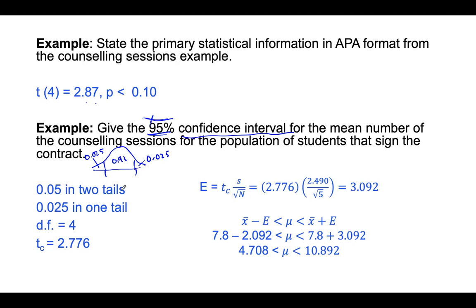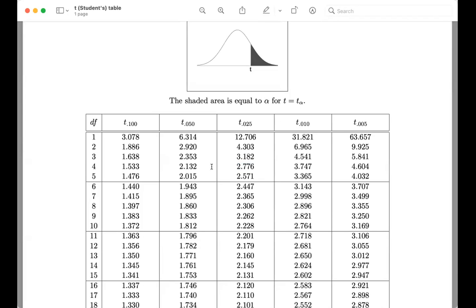So we want this confidence interval. We've done this kind of before. So the degrees of freedom is 4. And of course, we can look this up in the table to get this critical value. So the degrees of freedom are 4. So in the one tail, it would be 0.025. So this would be our value here, 2.776.